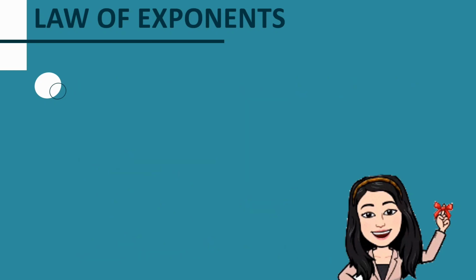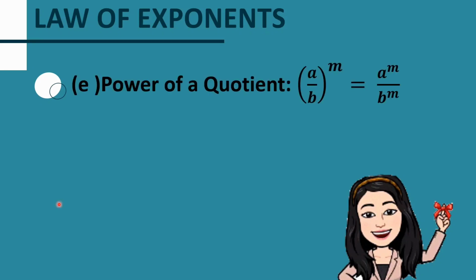The last rule in the laws of exponent is the power of a quotient rule. So it states that when A is divided by B and is raised to the power of M, that is equal to A raised to M divided by B raised to the M power. If you notice, the power is distributed to the numerator and the denominator. Okay, so let's have an example.